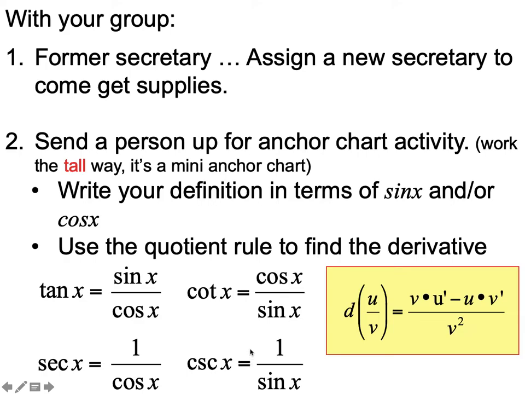And then what you want to do is after you do the quotient rule, you want to simplify it so that the last line of your anchor chart is that the derivative is looking like what is in your book, so what you've already written down in your notes. So that's the goal of the anchor chart.